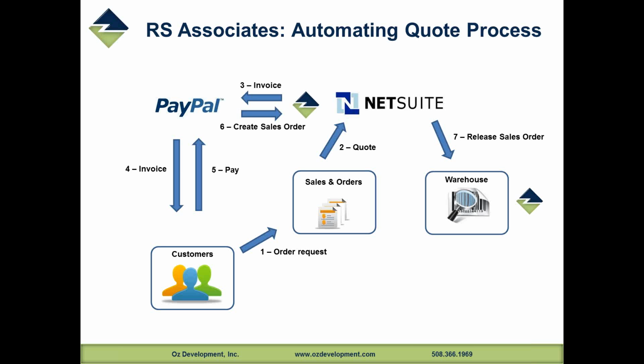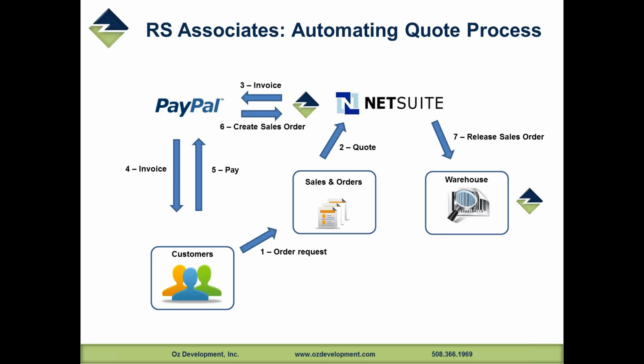They'd send the invoice out to the customer. The customer would view that invoice. When they wanted to order it, they'd pay the invoice through PayPal. Then that would go back to the salesperson. The salesperson would then have to go update the NetSuite sales order, then release it to the warehouse.